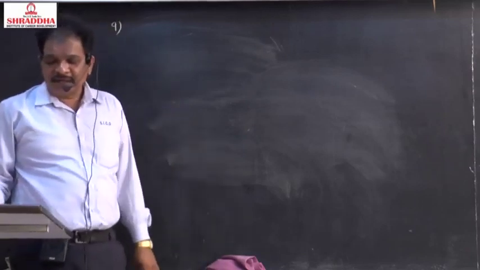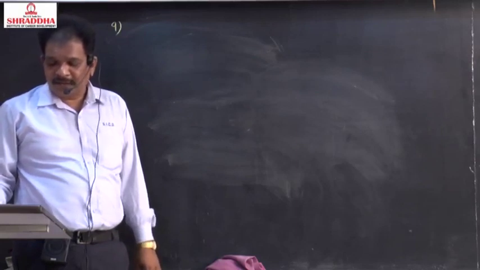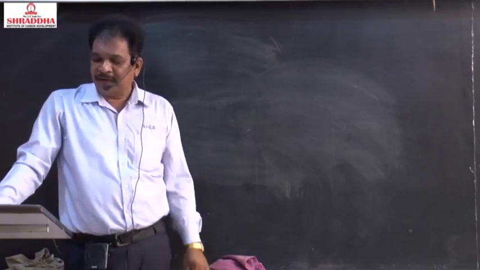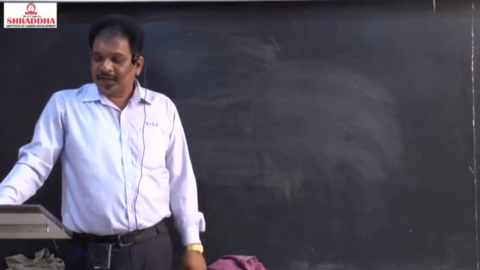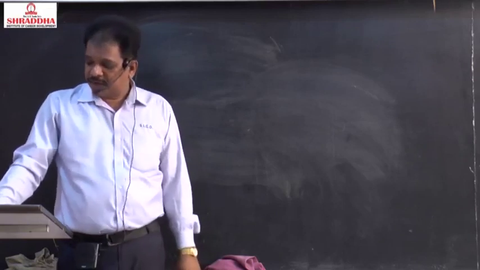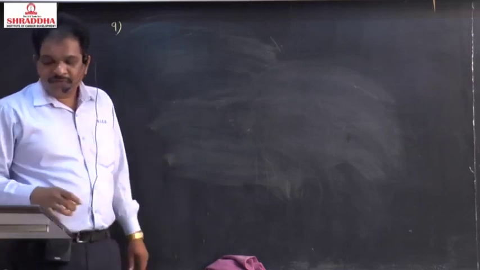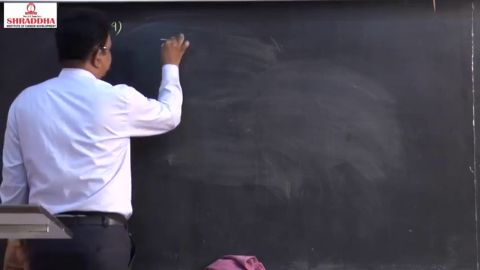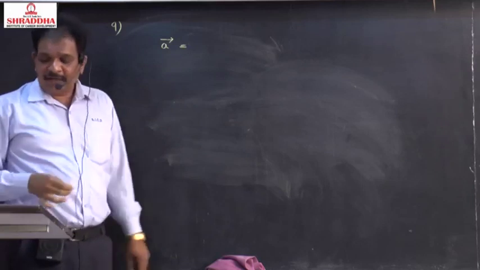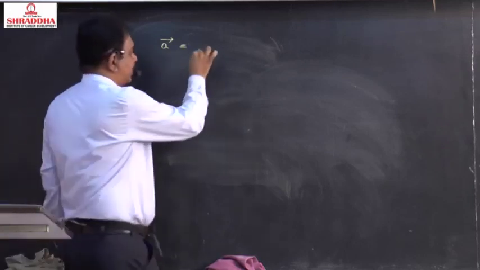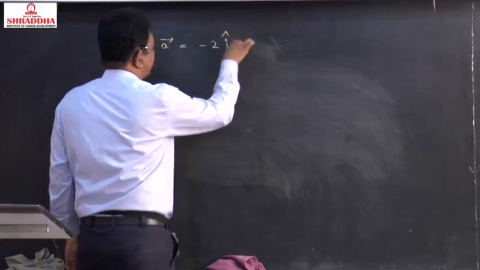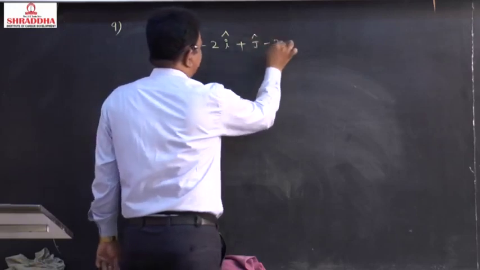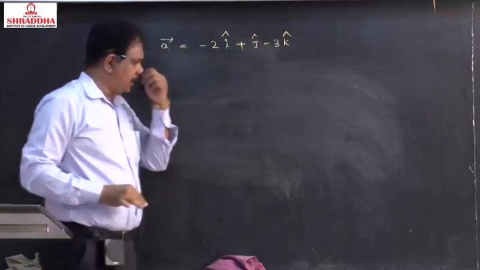Next, after the 8th, the 9th. What are they asking? Two vectors are given, A bar and B bar. If 3A bar plus 2B bar minus C bar is equal to 0, then the third vector C bar is equal to? A simple and direct question. We will do that question. A bar, one vector, is minus 2i cap plus j cap minus 3k cap. That is the A bar vector.